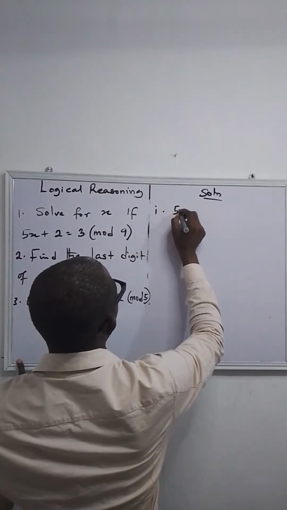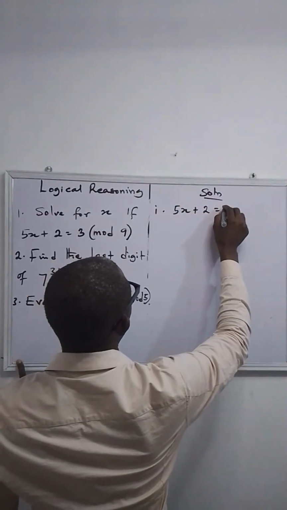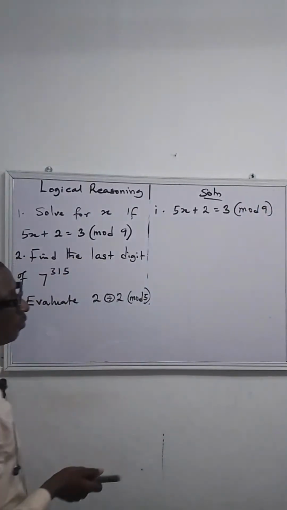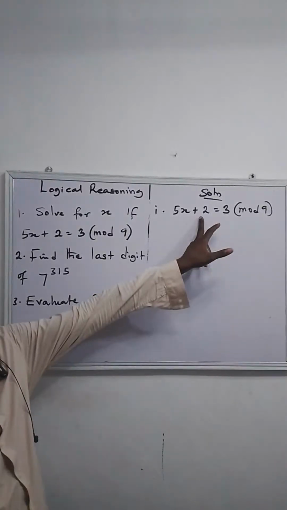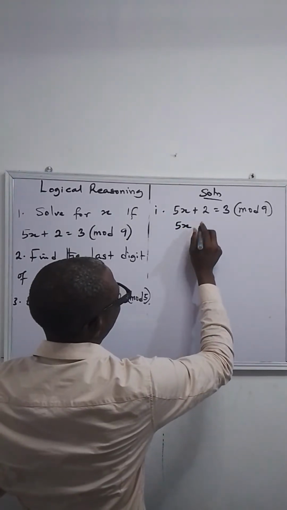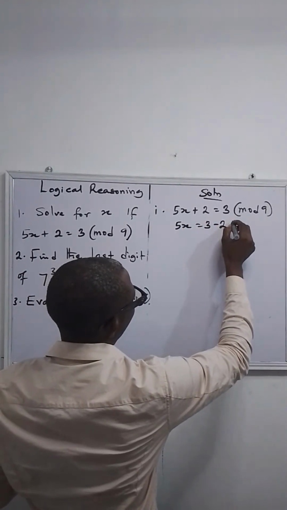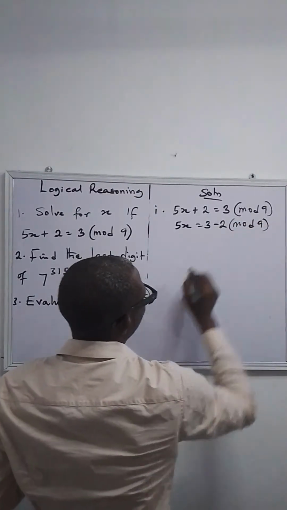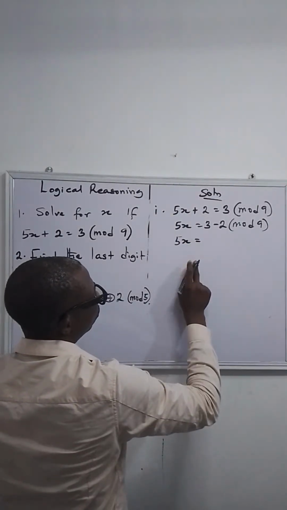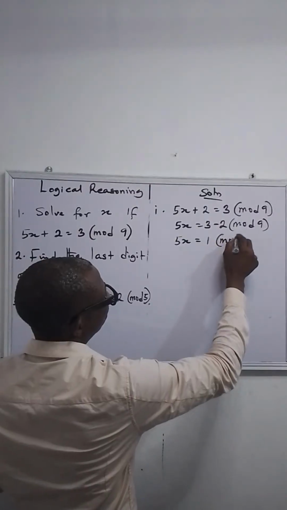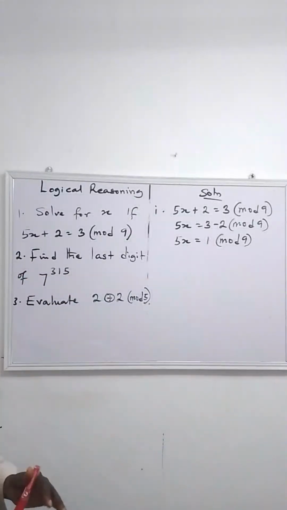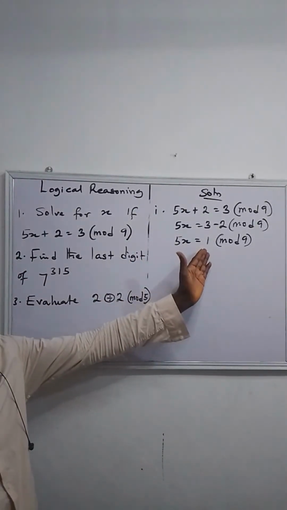We have 5x plus 2 equals 3 in mod 9. Now the first thing to do here is to subtract 2 from both sides. So when you do that, you have 5x equals 3 minus 2 mod 9. And when you do that, you have 5x equals 1 in mod 9.